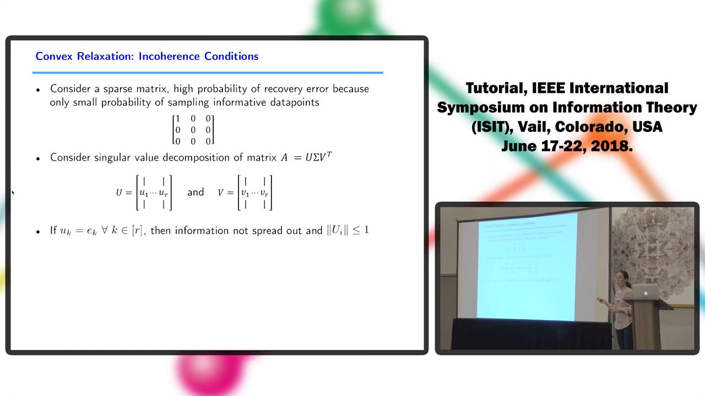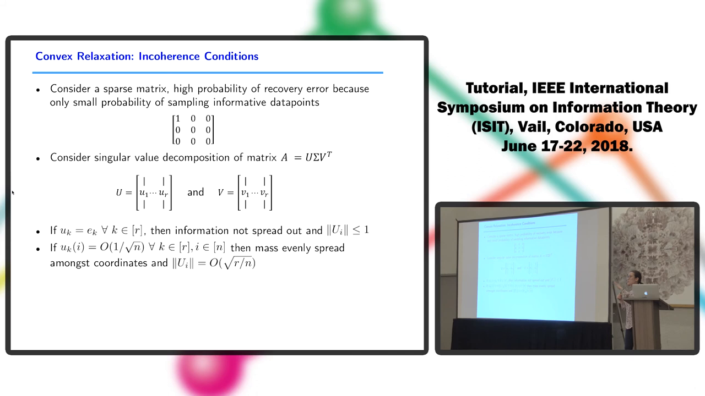But what if the mass was evenly spread amongst all the coordinates in the singular vectors? If the mass is evenly spread, then every coordinate of the singular vector will have on the order of 1 over square root n mass. Because we have r singular vectors, when we look at the norm of the ith row of matrix U, it will scale as square root of r over n, which is significantly smaller than 1, potentially, especially if you have low rank and large n. Then this is tiny.